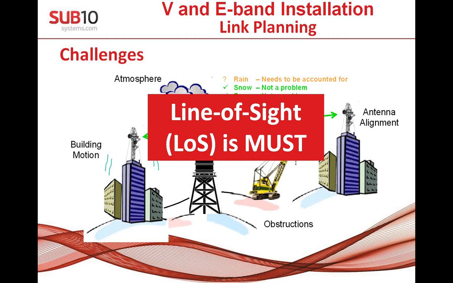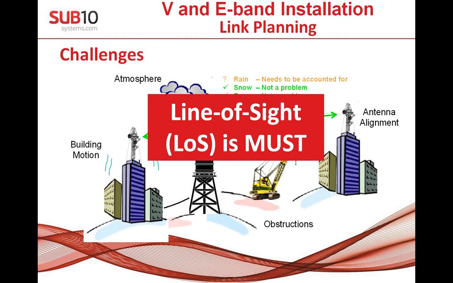If you are going through trees, it's not so easy to find out whether trees or branches are affecting the Fresnel zone or not. But keep in mind, if there is any possibility that obstacles like buildings or trees are close to your link, be careful and double check that it's not affecting your system.